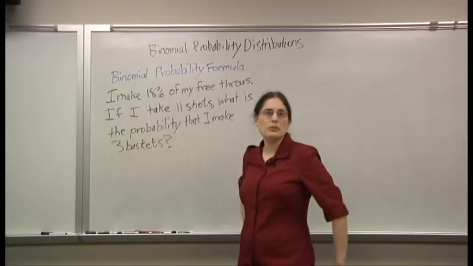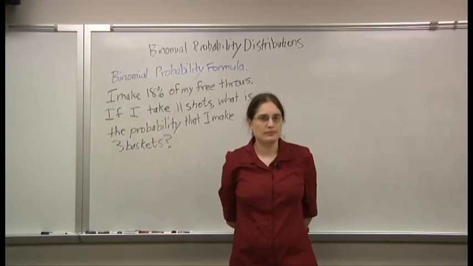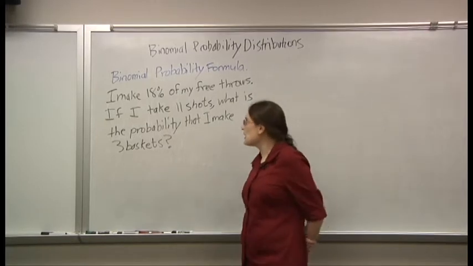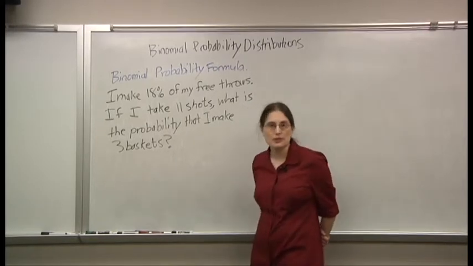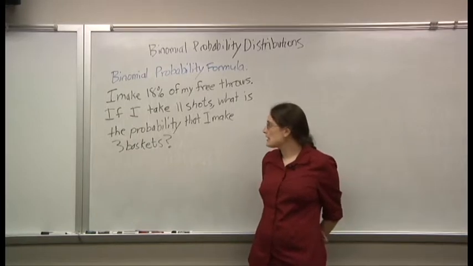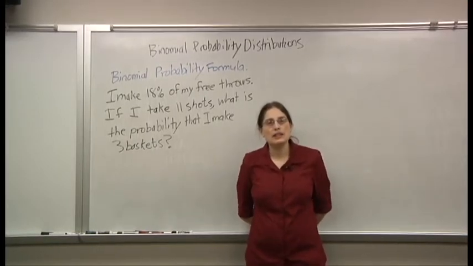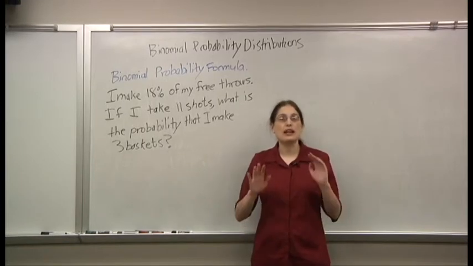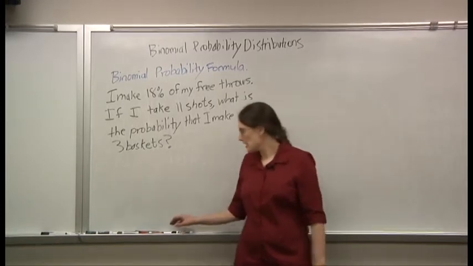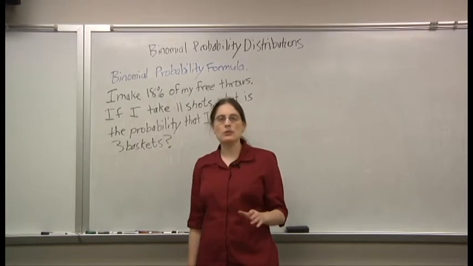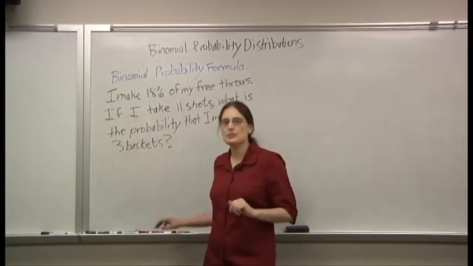Let's look at the binomial probability formula. Let's still assume I make 18% of my free throws. If I take 11 shots, what is the probability that I make exactly 3 baskets out of 11? There is a formula that tells you that very specifically.